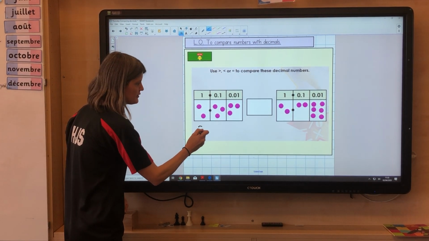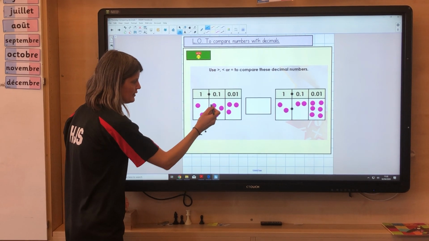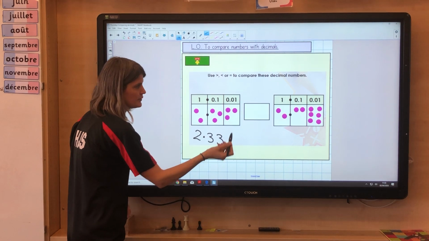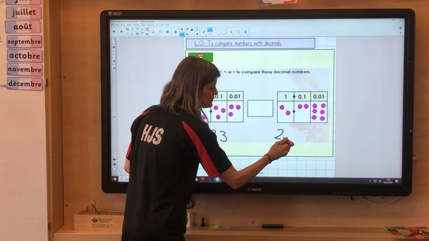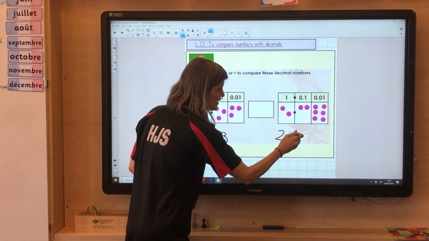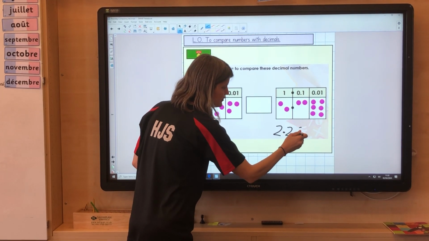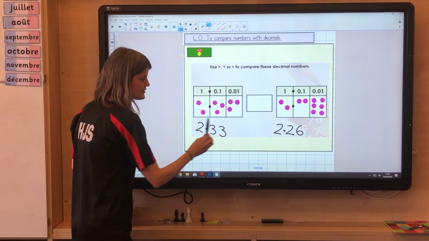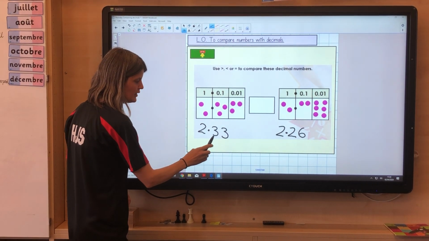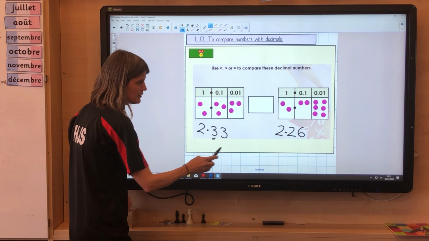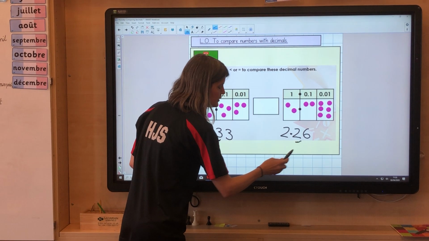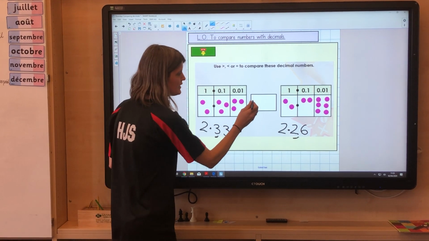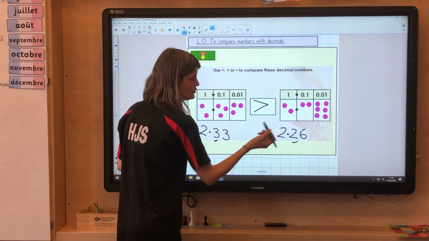I've got 2 ones, put my decimal point in, I've got 3 tenths, I've got 3 hundredths. 2 ones, put my decimal point in, 2 tenths, 6 hundredths. When I go to compare them, they've both got the same number of ones, so I need to go to the next place value. This one has got 3 tenths, this number's only got 2 tenths. 3 tenths is greater than 2 tenths, so 2.33 is bigger than 2.26.